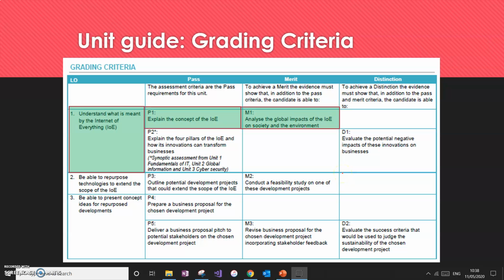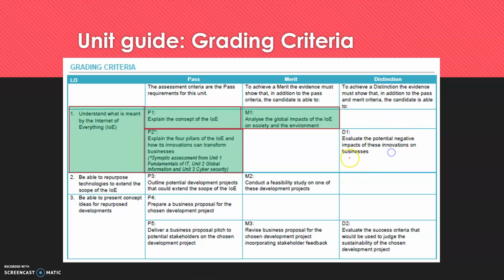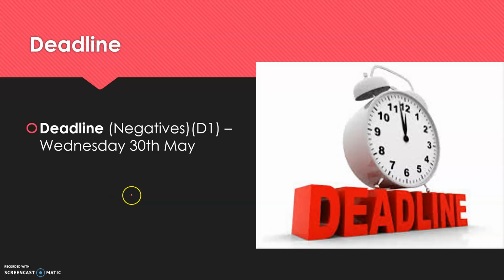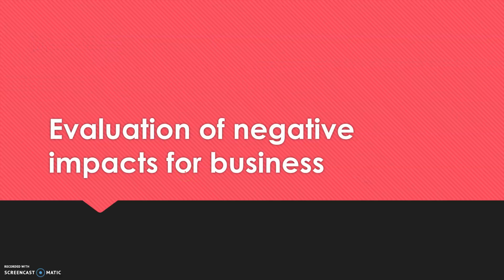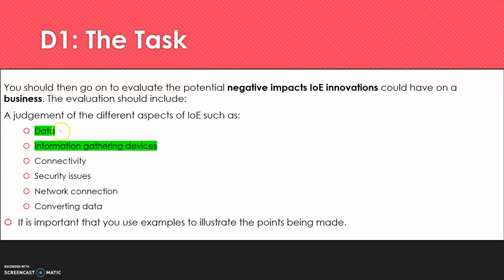We're continuing with the distinction piece of work over here, which is the evaluation of the potential negative impact that IoE innovations might have on business. This assignment is due in on the 30th of May, so that's a week on Wednesday. So far we've covered the data section and the information gathering devices section. Last week you've had time to do some in-depth research into those areas and write up and document your findings for both of those sections. So if you're on track to meet the deadline, that's where you should be currently.